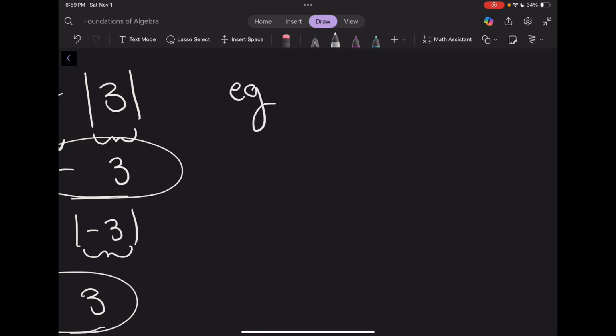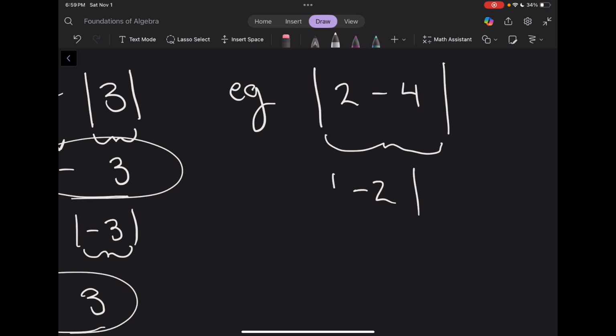Sometimes you'll come across operations inside of absolute value bars, just like the absolute value of 2 minus 4. So first, let's do 2 minus 4, which is negative 2. And we bring the absolute value bars down because we still haven't solved for the absolute value. And what's the absolute value of negative 2? That would be 2. And that's my final answer.